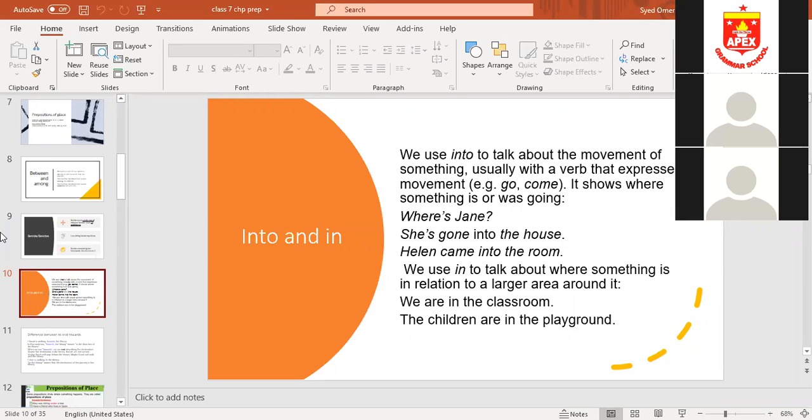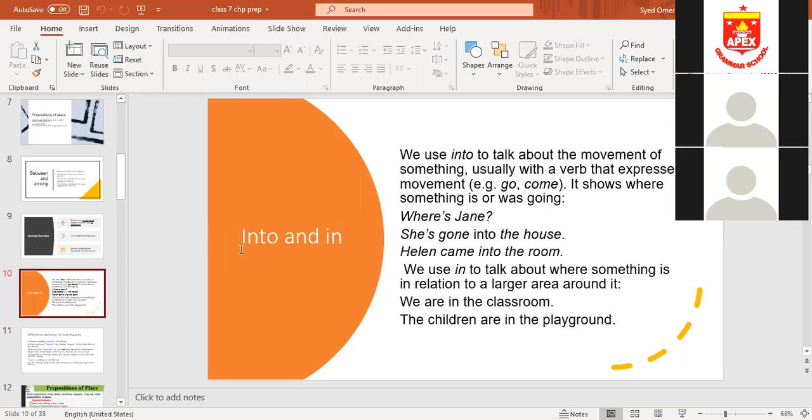Into and in, both are prepositions. Students are confused between into and in. Whenever we use the preposition into, we use it to show movement. The children are sitting in the classroom. The children ran into the classroom. Ran, movement. Okay, they are showing movement, so you are going to put into.